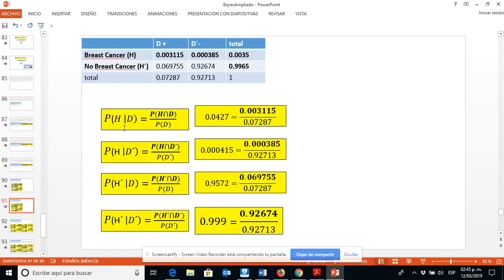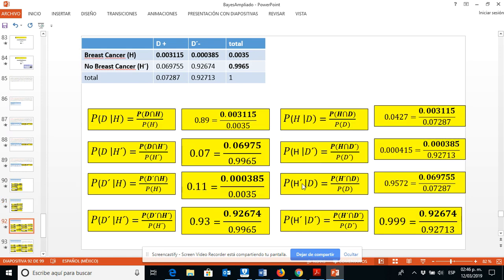We continue, but now we begin and we say the probability of H given D is equal to 0.0427. The probability of H given D prime is 0.000415. The probability of H prime given D is 0.9572, and the probability of H prime given D prime is 0.999.